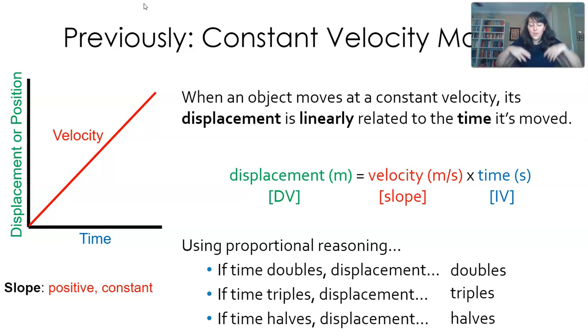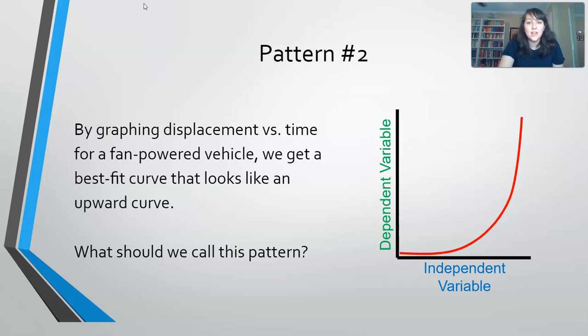All right. Now, if you have graphed your data, applied your line of best fit, you probably saw that a linear pattern doesn't really work anymore. Instead, what we end up with is something that looks kind of like this, where it's curving upward. We no longer have that constant slope. The slope is actually getting steeper over time. So then the question is, what should we call this pattern?